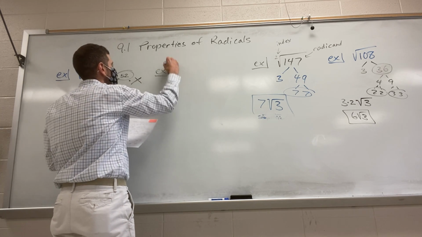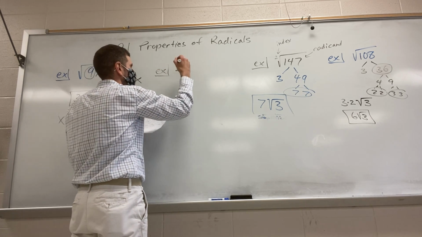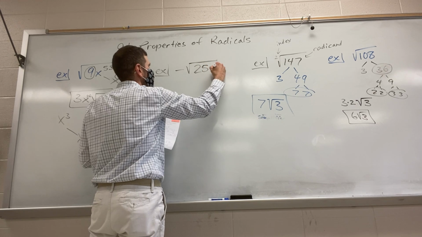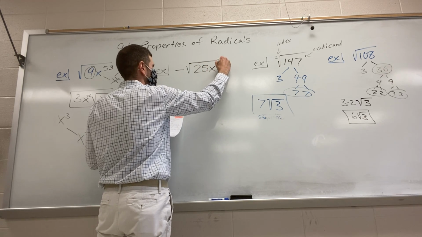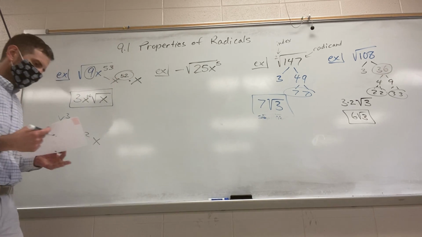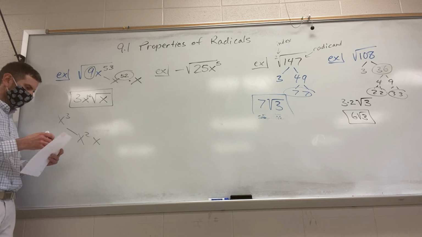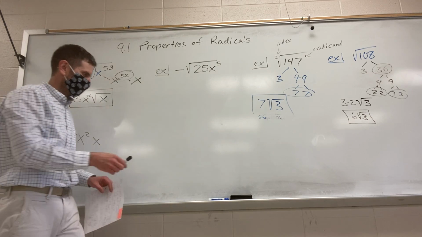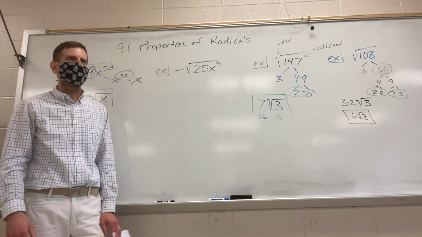Well, let's do another, shall we? Negative square root of 25x to the 5th. What do you suppose that negative out front's gonna do? Makes the whole thing negative. Yeah, it's just gonna stick around, isn't it?